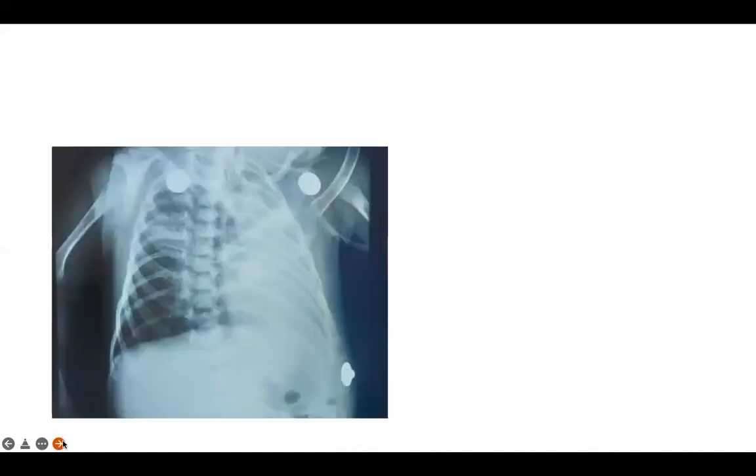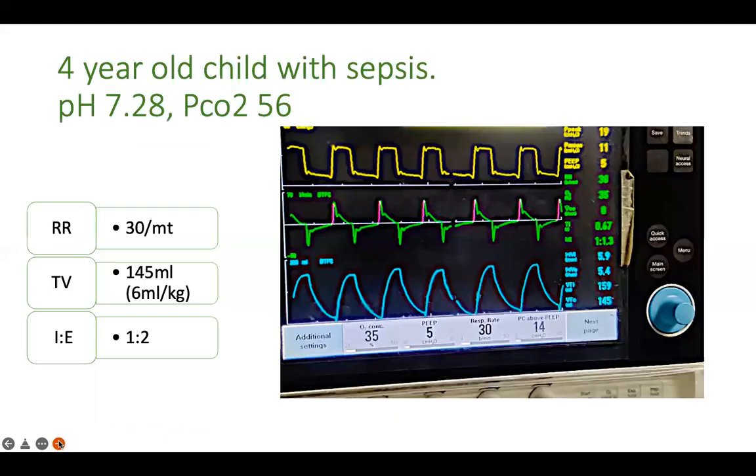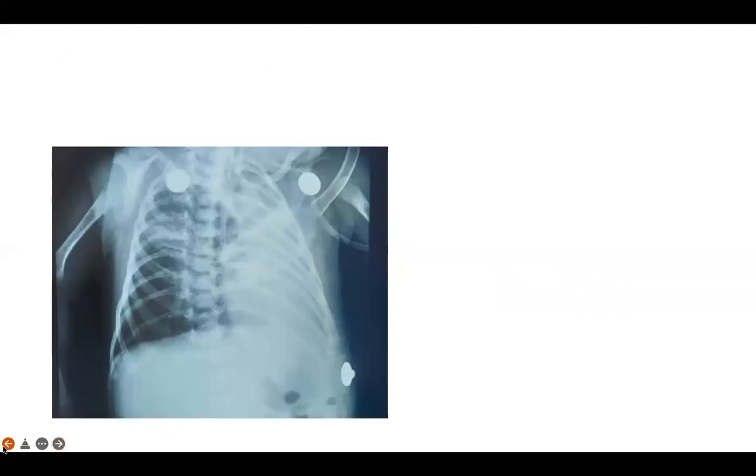So the X-ray was repeated, and this is how the X-ray looks. So what has happened? The whole of the left side has gone into a collapse because of the migration of the tube to the right side. So all you required here was pulling out the tube and giving physiotherapy, because the reason for hypercarbia in this particular child is in fact single lung ventilation.